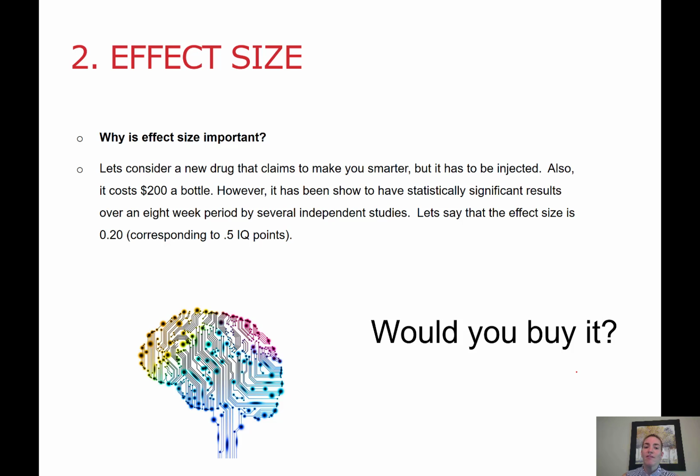So let's consider I have a new drug and it claims to make you smarter, but it has to be injected. And it costs $200 a bottle. But I've done this study and it does have statistically significant results, right? Over an 8-week period, it's going to make you definitely smarter. In fact, it's going to increase your IQ by 0.5 IQ points, right? My effect size is 0.2. Would you buy this drug? I don't know about you, but I would not think about buying this drug, right?